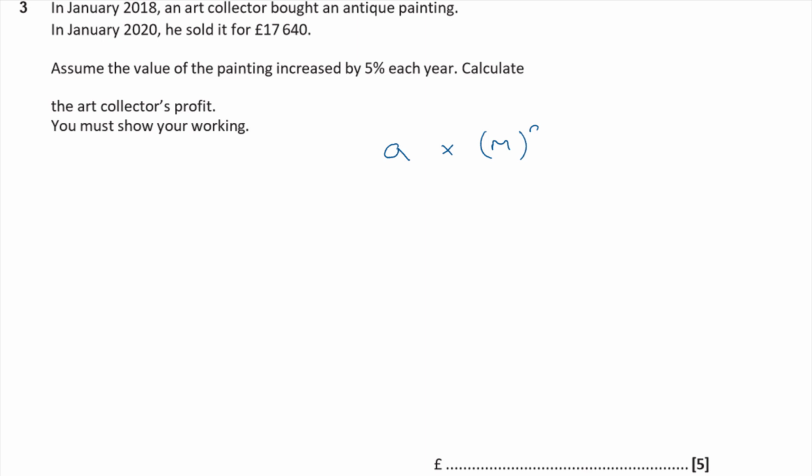Okay, so in this case, I don't know what the amount is. I'm just going to call it A for now. I'm going to multiply it by a multiplier of, well, if it's 5% a year, 5% increase is 1.05 as a multiplier, isn't it? So that's times 1.05 raised to the power of the number of years, which is 2. And I know that is equal to 17,640 because it tells me in the question. Okay? Yeah, so that came from the percentage increase. And A is what we're trying to find, isn't it?